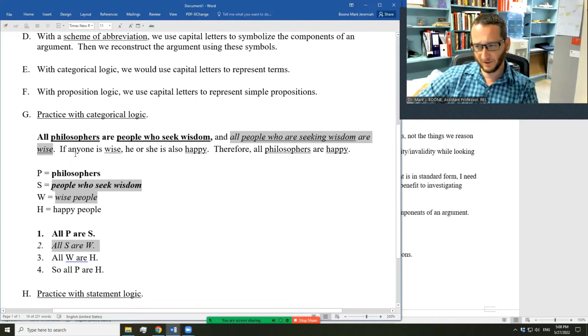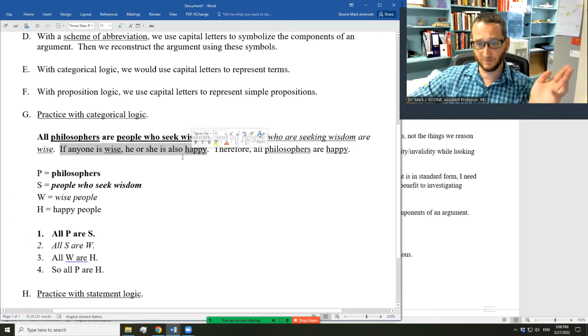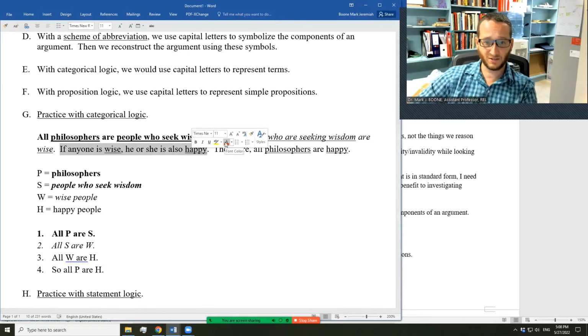And now this one might be a little trickier. If anyone is wise, he or she is also happy. Since I can't underline, I've already done underline, bold and italics. Let's put this in red. If anyone is wise, he or she is also happy. This is telling us all wise people are happy people, all W R H.